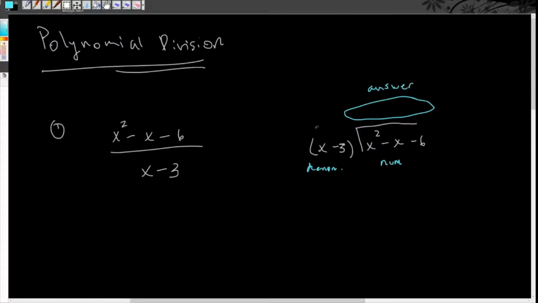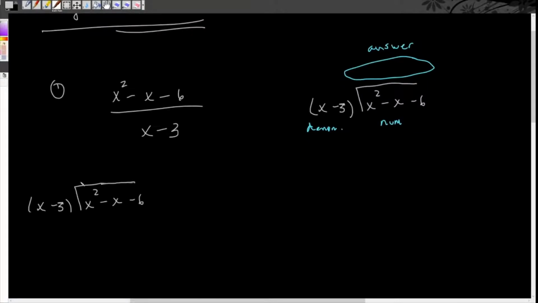So let me actually copy this. And we're going to talk about how we get our answer. So our answer is going to go here. We need to find out what numbers to put here. And so I'm going to look at the closest thing to the left that I have, which is x squared. I want to put something here such that when I multiply it to x minus 3, I get x squared.